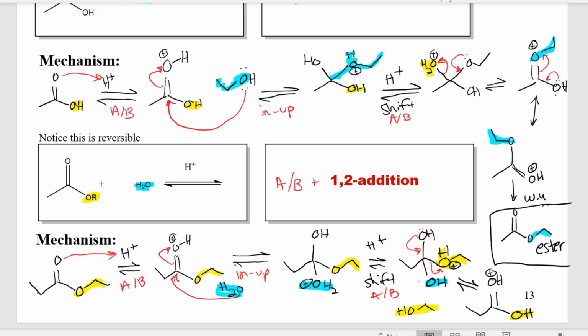I've kept the OH on, and I have my carboxylic acid. I'm now ready to just work it up and get rid of the extra proton. Under basic conditions, mild basic conditions. And I end up with my carboxylic acid. In, up, down, out.